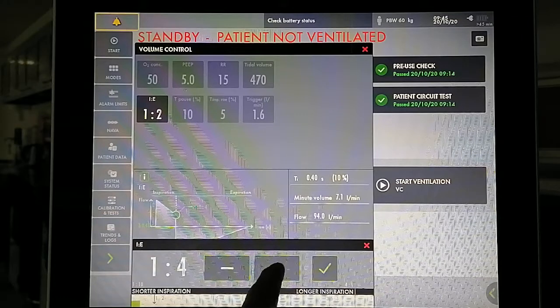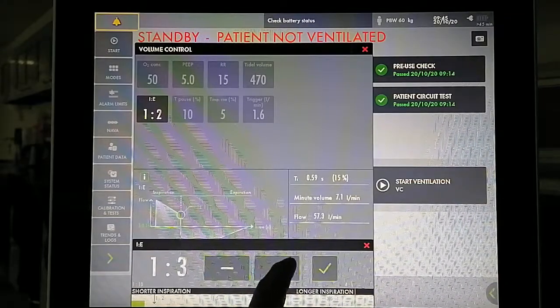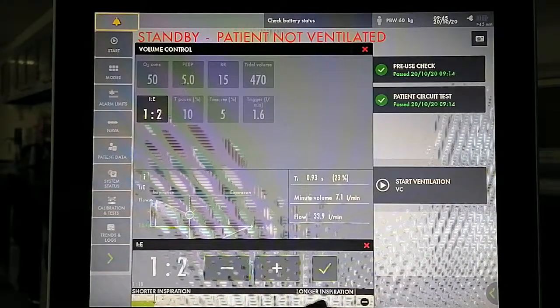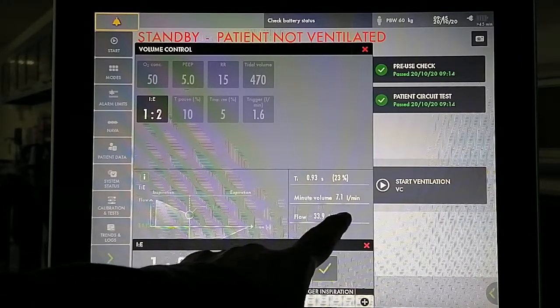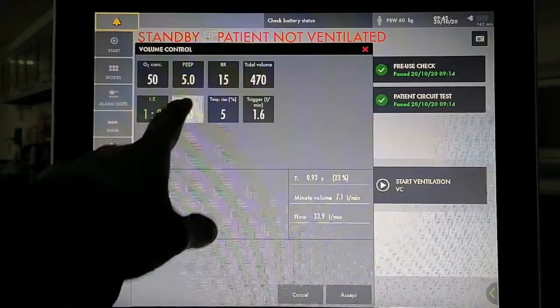So let's say we keep that at 1:2, we lock it and then we accept it. So with 1:2, that gives us 0.93 seconds inspiratory time and a flow of 33.9 liters per minute. Let's accept. Let's say pause time.